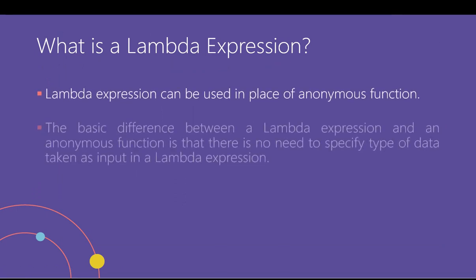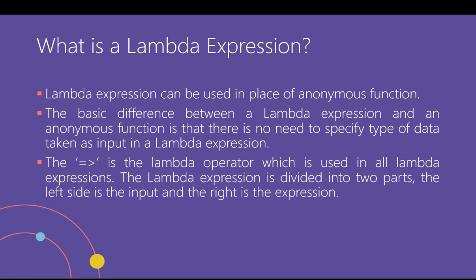That's what lambda expressions are. Basically, if you do not want to use anonymous functions, or if it is irritating for you, then you can use lambda expressions. The basic difference between a lambda expression and an anonymous function is that in a lambda expression you don't need to specify the input data type, because you have to pass an expression, which is known as a lambda expression. But in an anonymous function or in a normal function, in a delegate, you are specifying the type of data that you are taking as input.